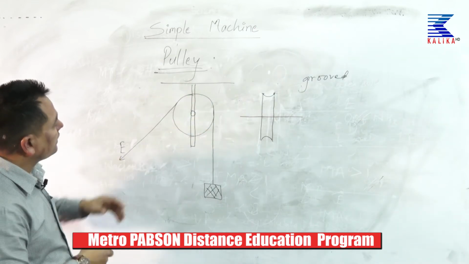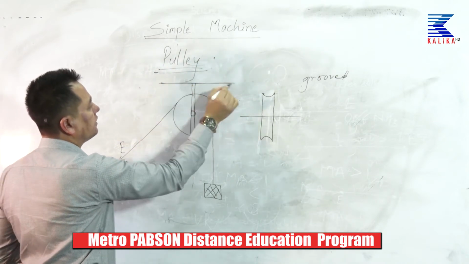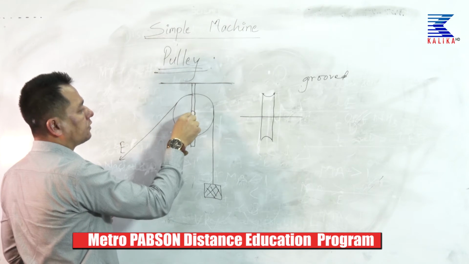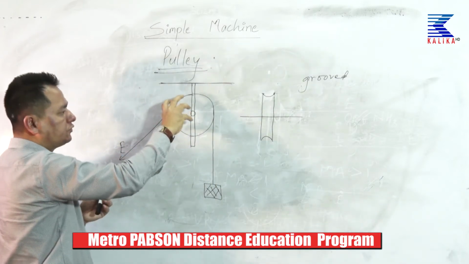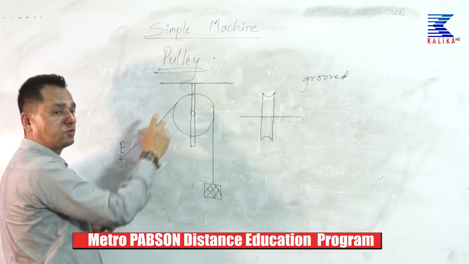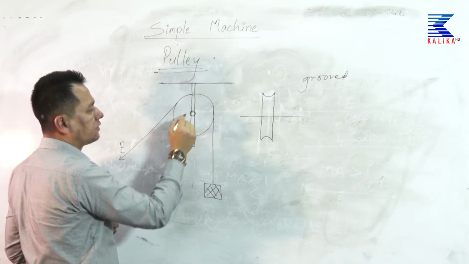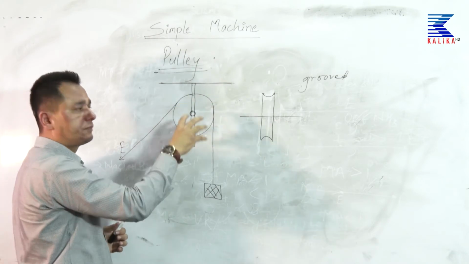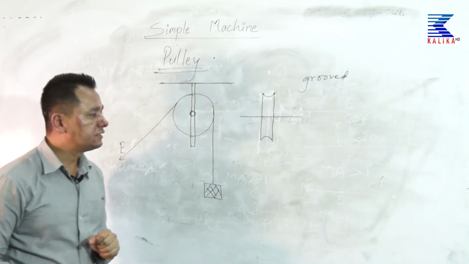The one I have drawn here is called fixed single pulley. It has been fixed on a support. It is hanging on a support on a horizontal axis, and it is free to rotate about that axis, and it should rotate. If it doesn't rotate, it doesn't work. So the efficiency of a pulley depends upon how much friction acts here. Lesser the friction acting between the pulley and the axis, more is the efficiency of the pulley.